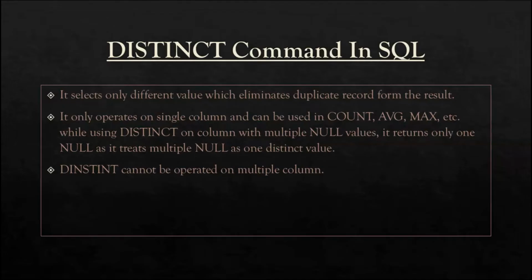Next command we are going to check is distinct command. Now distinct will give you all the different values. It will eliminate all the duplicate values from your table or your results. Now you can use distinct command only on one column. You cannot use it on multiple columns. That's the condition. And you can use it with count, average and max statements so that you can pull up meaningful data from your results.